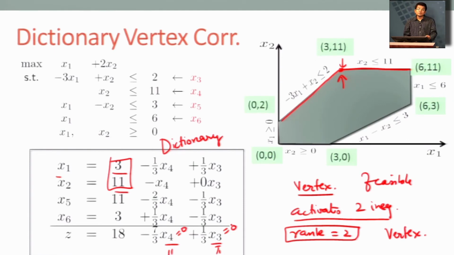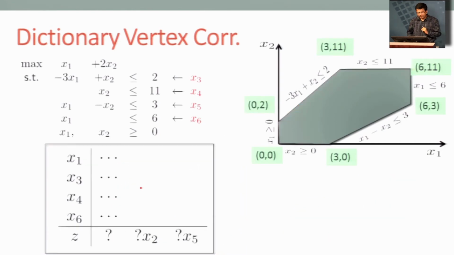That argument comes from the fact that you can make this dictionary and you can fix, thanks to this dictionary, x3, x1 and x2, the original problem variables, to 3 and 11 uniquely. Because of that fact, the rank of the inequalities that you activate must be equal to 2. All right, so if that's clear, let's move on to one more. Let's move on to this dictionary with x2 and x5 being the non-basic variables. And that's all I am looking at so far.